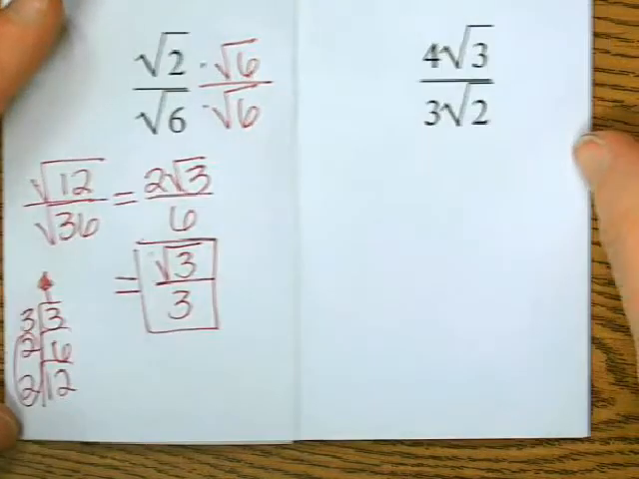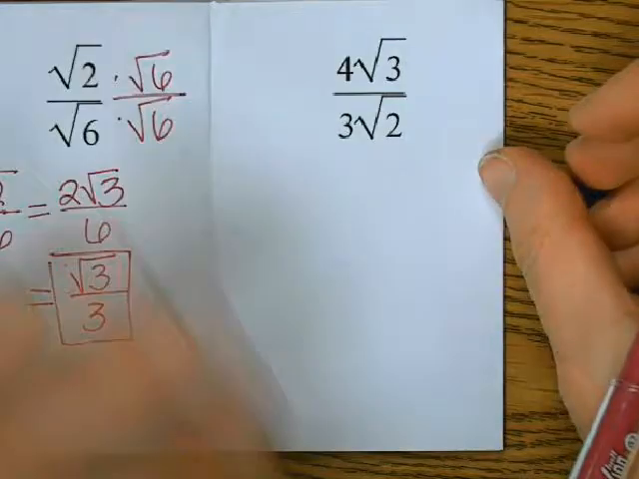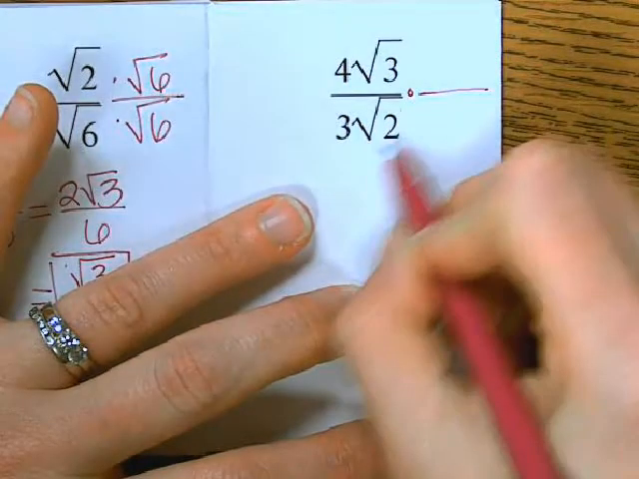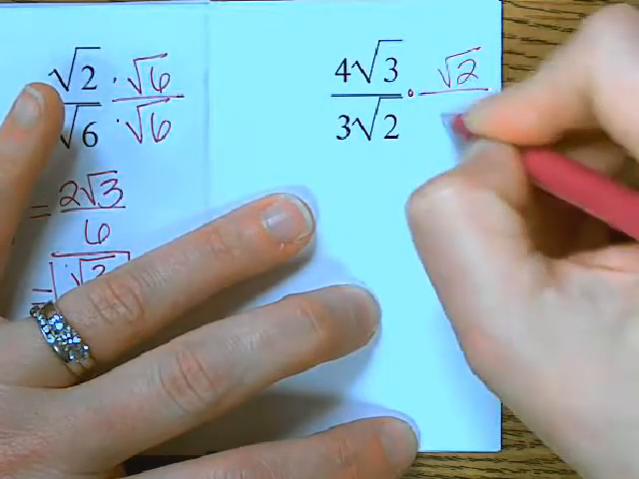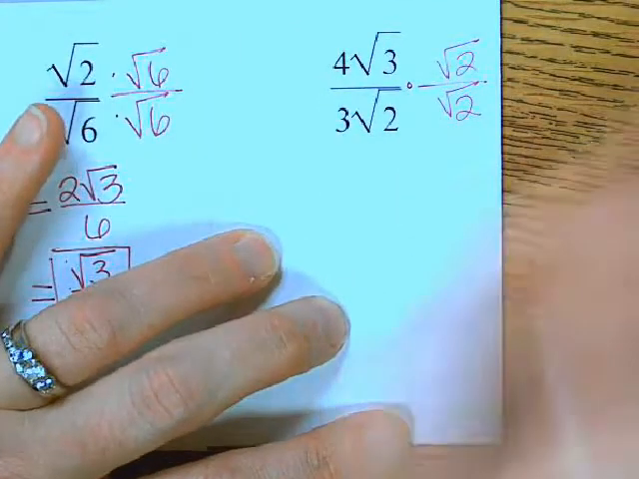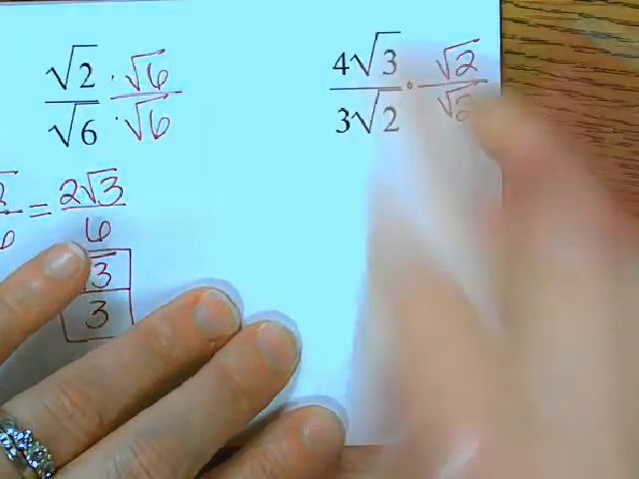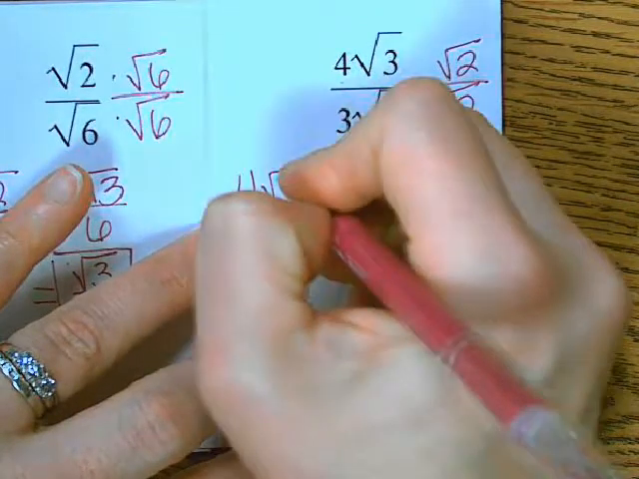Alright, let's move on to the next one. 4 square root of 3 over 3 square root of 2. So remember what I said, only multiply by this radical. So we're going to multiply by the square root of 2 over the square root of 2. 4 square root of 3 times the square root of 2. These are the 2 underneath, so it's 4 square root of 6.